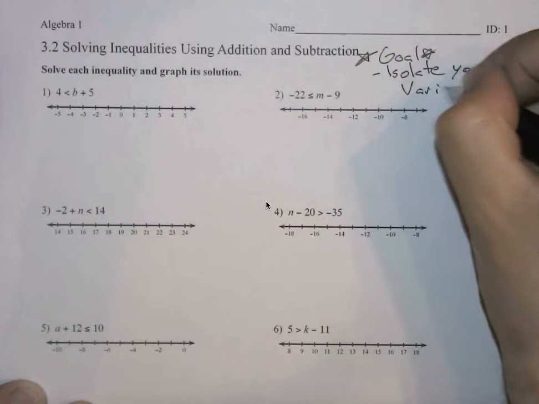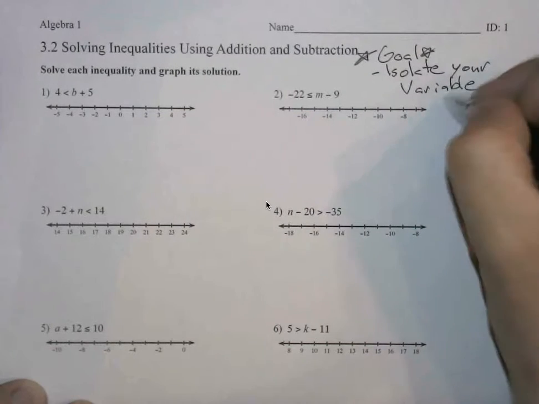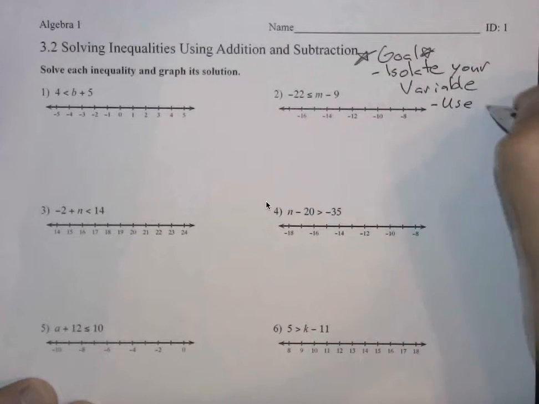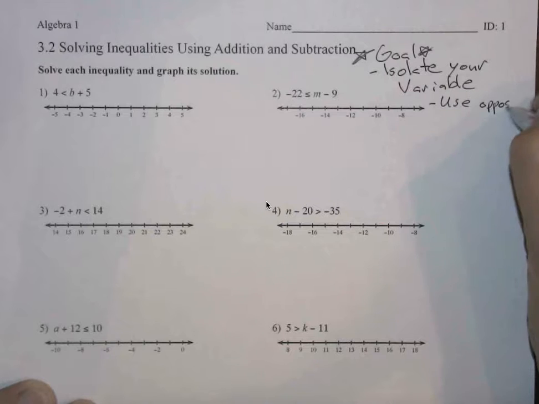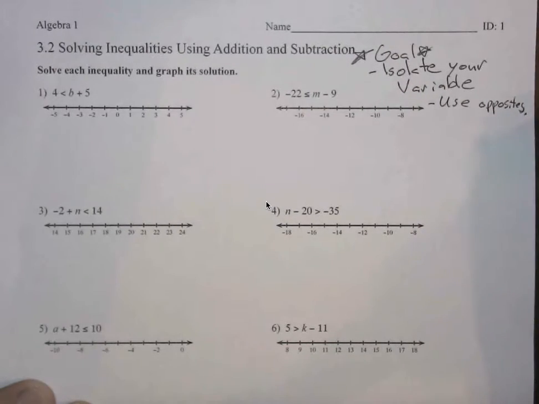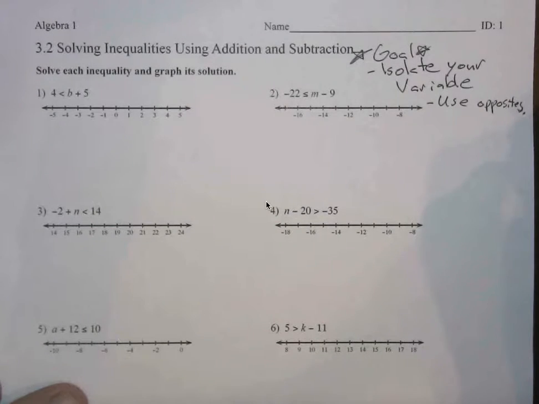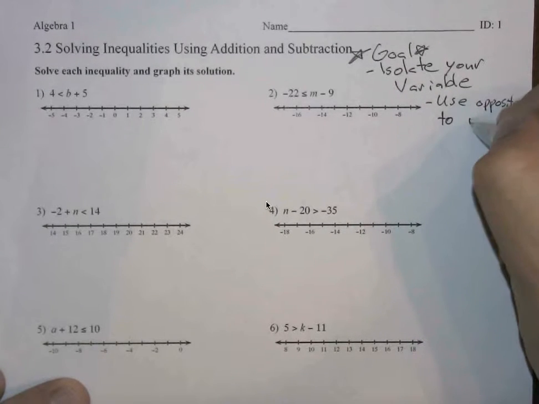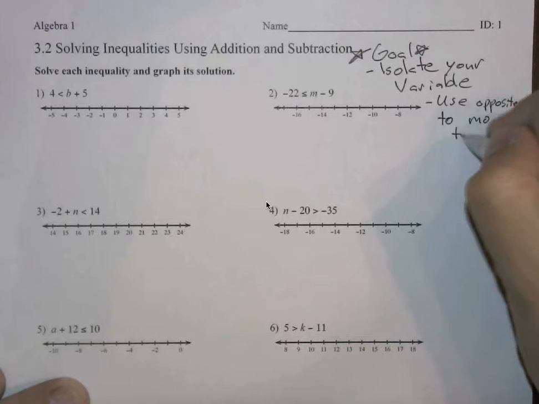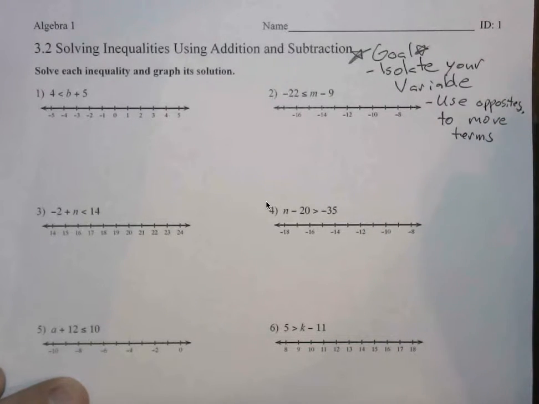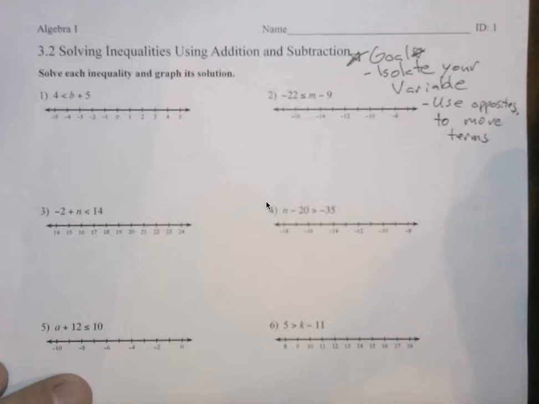And a few things to keep in mind as you work through this section: use opposites when moving terms around. Opposites attract. I promise this is one of the easier sections of this chapter, so use opposites to move terms around. This is similar to when we were solving one-step equations, and we've come quite a long way. So this kind of takes you back to those roots.